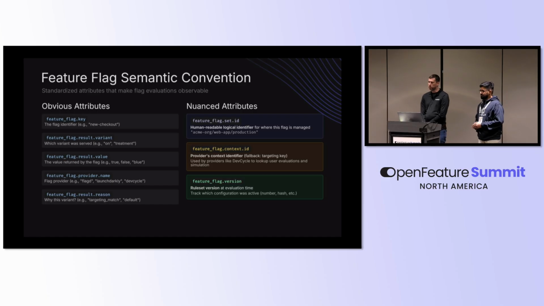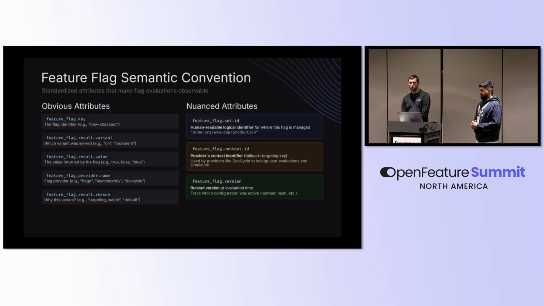Some of the more nuanced ones, which probably took the most time to define, is the flag set ID. We needed a way from telemetry to map it back to where it's stored in the management system. A lot of flag management systems have something like a project or a namespace. I like to think of it similar to an ARN in Amazon, a user-friendly, unique identifier to map back to this location.